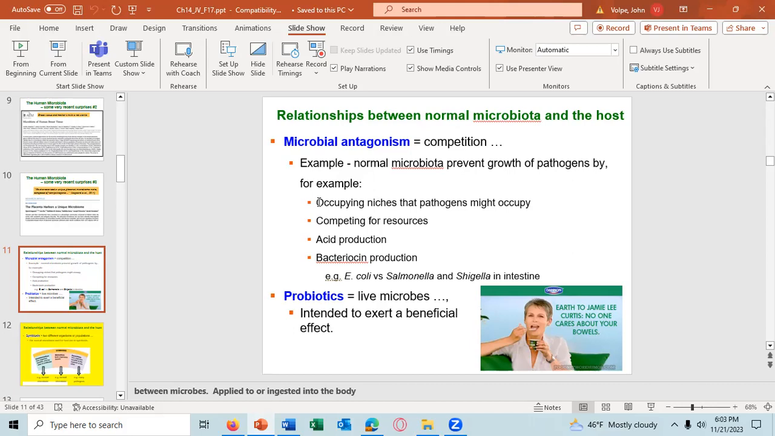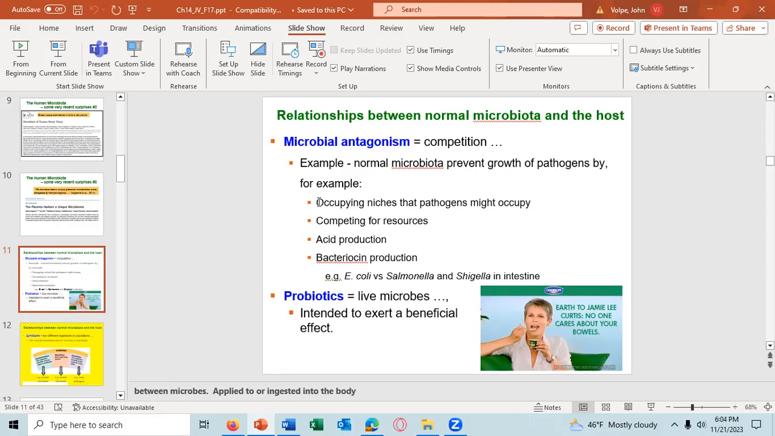And then the normal microbiota can produce a bacteriocin, which is a protein that acts like an antibiotic. A bacteriocin is similar to an antibiotic, except it's much narrower in its range of function. For example, we will talk briefly that some antibiotics are narrow range and others are broad range. Broad means they can work against many different types of bacteria. And the narrow range means essentially the antibiotic only works against one type of bacteria, such as only working on gram-positive bacteria.